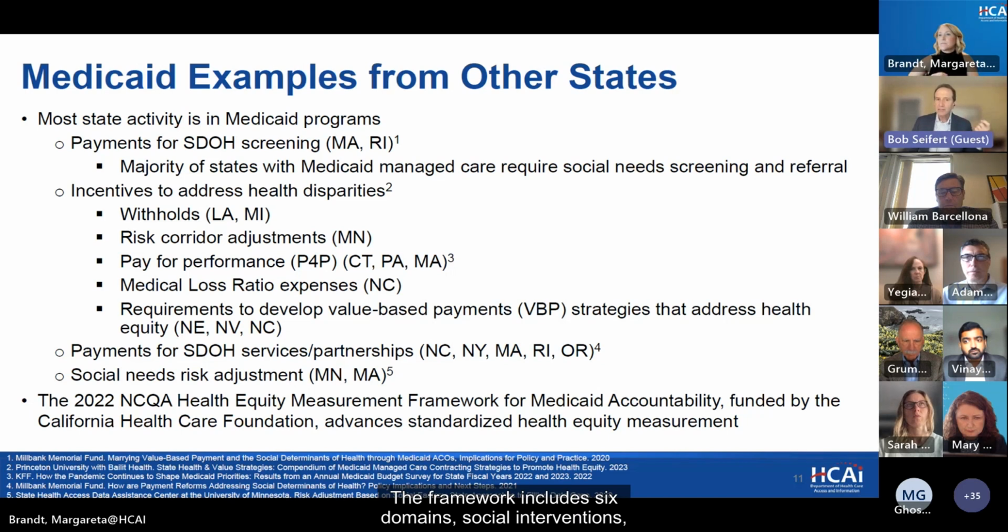The framework includes 6 domains: social interventions, access to care, clinical care, experiences of care, structures of care, and overall well-being. So a pretty broad spectrum of domains there. And importantly, many of the 21 equity measures that they've put forth within these domains are established, validated HEDIS measures, which states are already using in many cases. Others can be readily adapted for use by health plans.